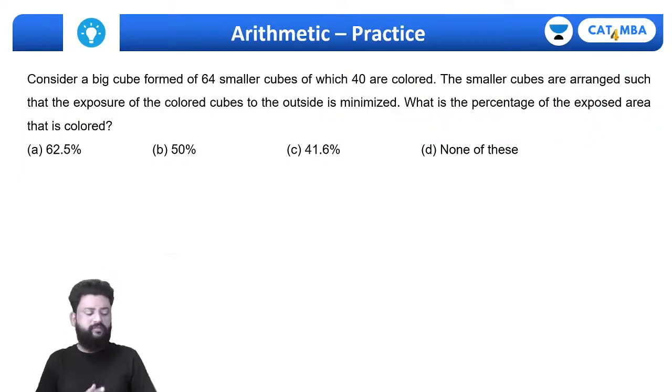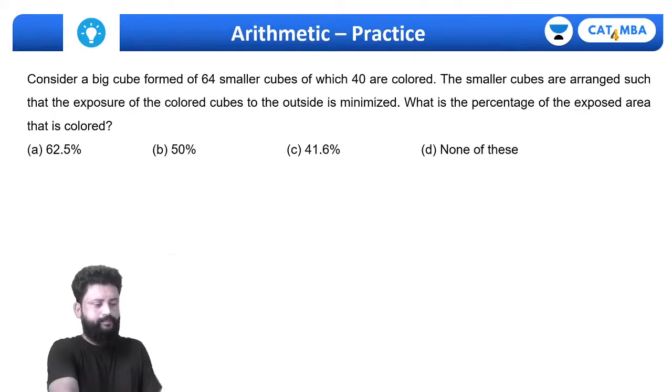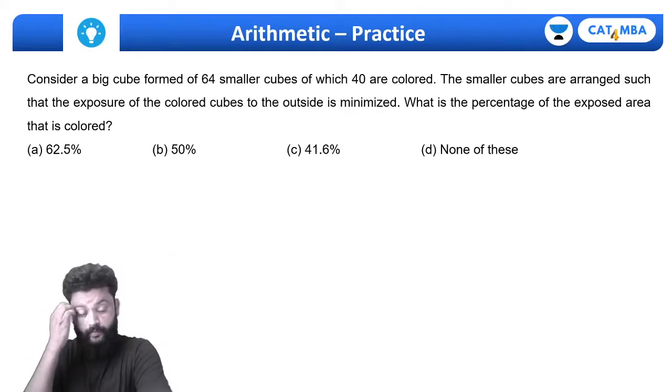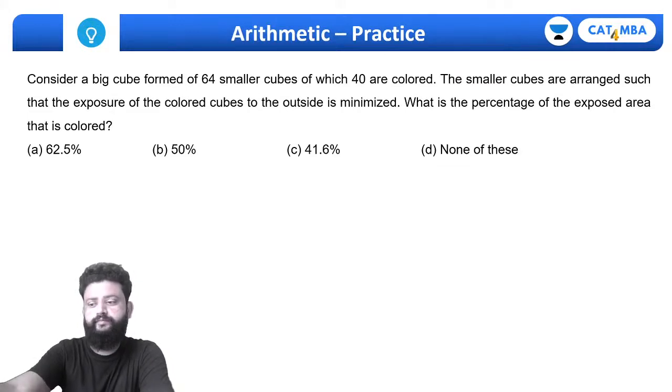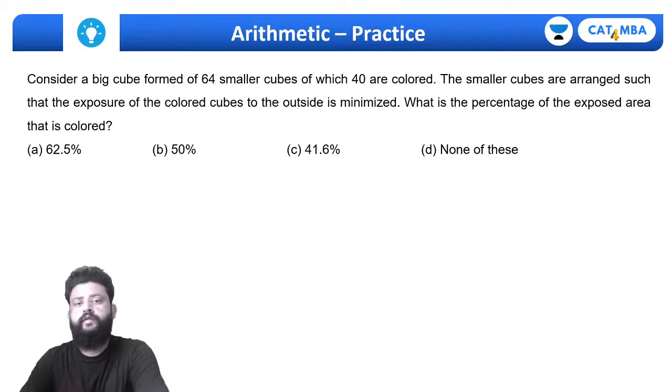So let's begin, guys. Here's the first question. Consider a big cube formed of 64 small cubes, of which 40 are colored. The smaller cubes are arranged such that the exposure of the colored cubes to the outside is minimized. What is the percentage of the exposed area that is colored?